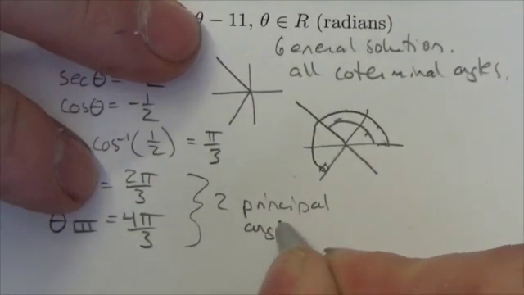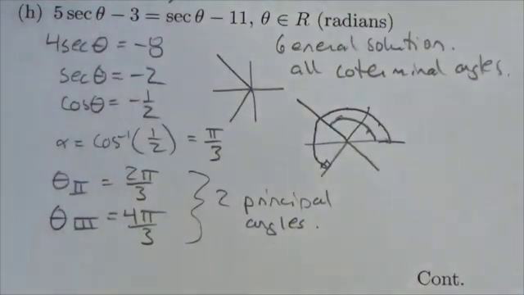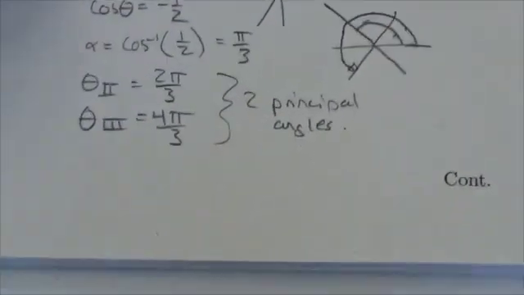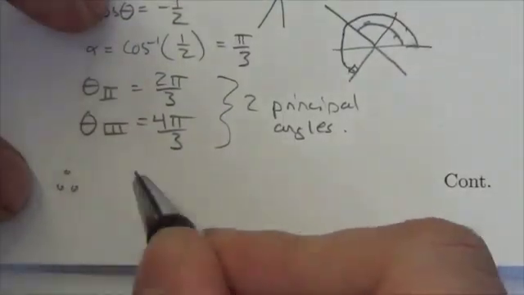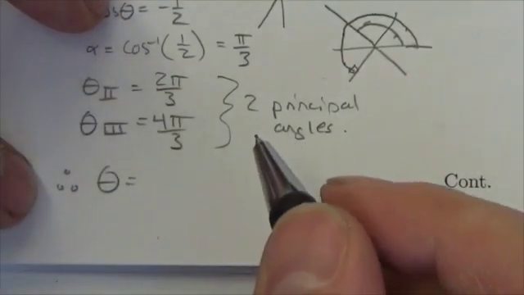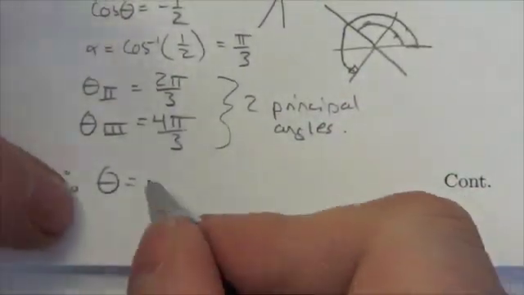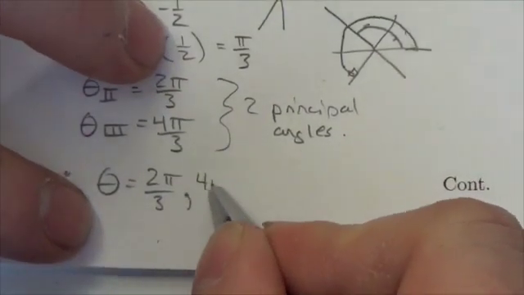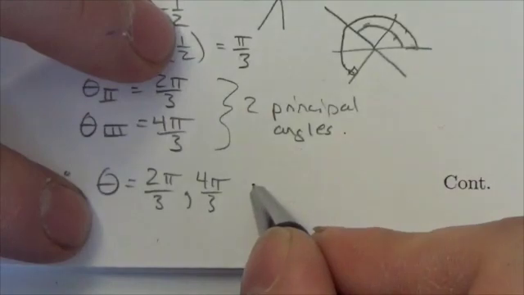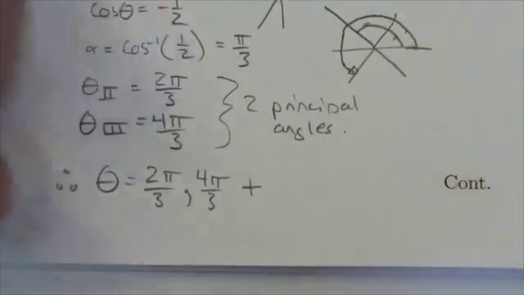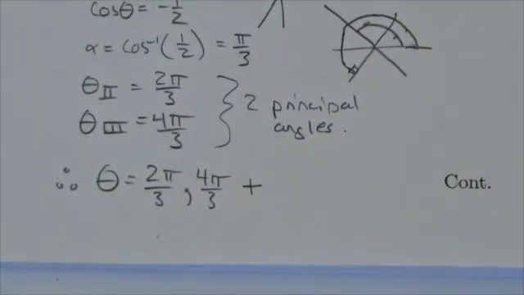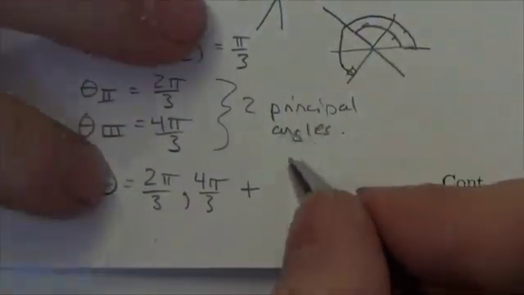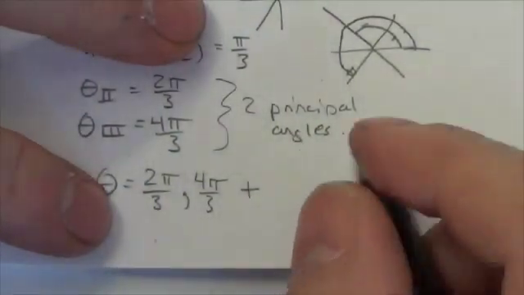Now let's think about how coterminal angles get written. So this means, therefore, that my answer here in general is going to be the principal angle. Now that could be 2 pi over 3 or 4 pi over 3. Either one of those is okay. Plus, now what I'm going to do is add the period of the trig function. How often does it repeat? Well, it's going to repeat every 2 pi radians.